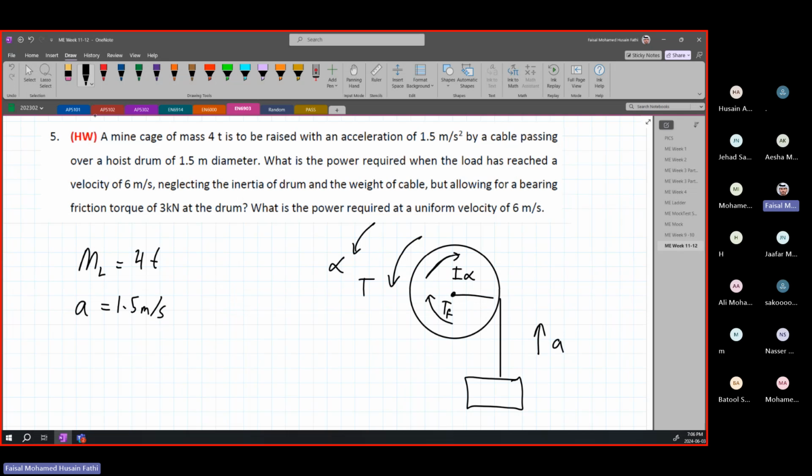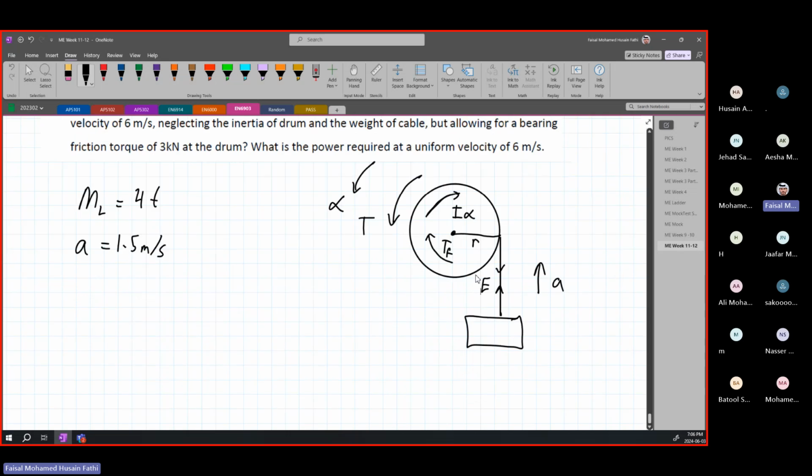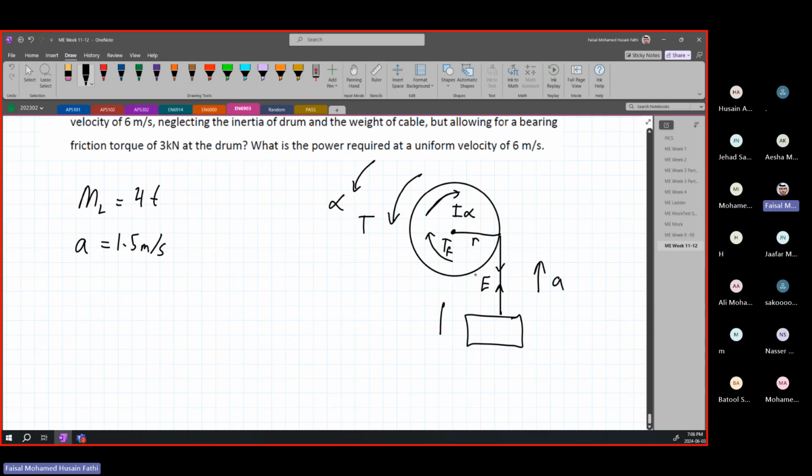This is the center point, and this is our radius. Here we have our E, which is the total force. Then, because acceleration is upwards, we're going to have our inertial force F equal ma downwards. And the reason I'm going very quickly through this is because I went in details last time. And then we're going to have our weight down here. And this is our mass of the load. Here we're going to have the mass of the drum.